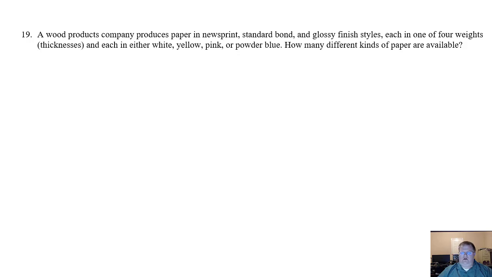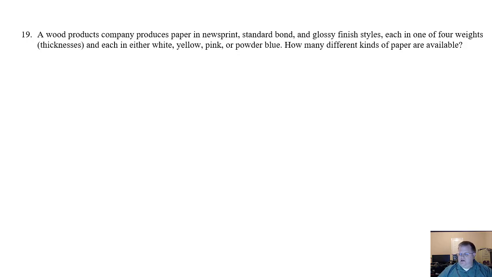All right, in this question, we are given a wood products company that produces paper in newsprint, standard bond, and glossy finish styles, each in 1 and 4 weights, thicknesses, and either in white, yellow, pink, or powder blue. How many different kinds of paper are available?